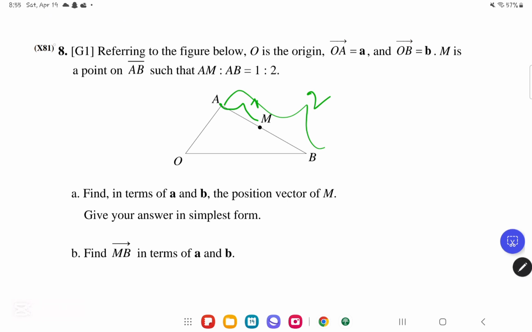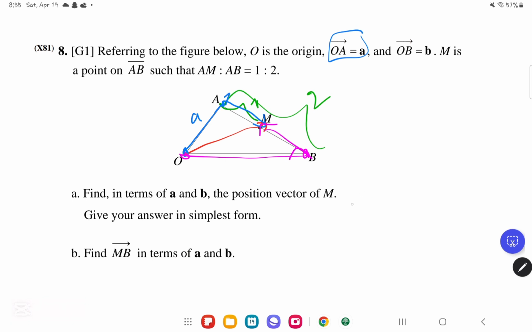Okay, whenever they say the position vector of M, they mean it is from the origin. So OM. To reach OM, you have many ways to do it. You can take OA. So you will do starting with starting and then ending with ending. So OA and AM. Or another way you could do it is OB and BM. I prefer to go OA and AM. Okay? Very simply, we know that OA, based on the graph, it is A. Based on the given, that it is A.